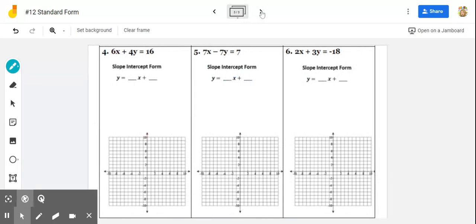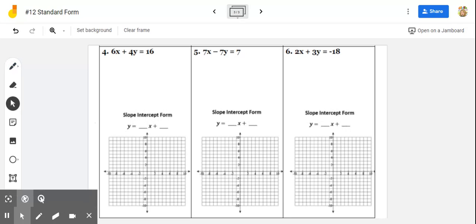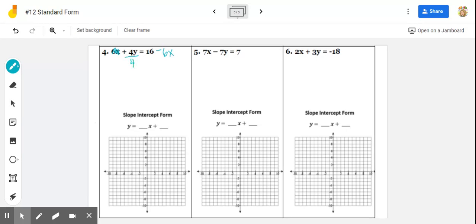So for number 4 through 6, we're just going to go straight up through the algebra. But feel free, guys, you can do this using just Desmos. So for number 4, we need to subtract our 6x over, and we're going to divide by 4 to everything. 16 divided by 4 is 4. Now, negative 6 divided by 4 does not divide nicely, so you can keep it like that, or we can reduce that to a negative 3 over 2, whatever you decide.